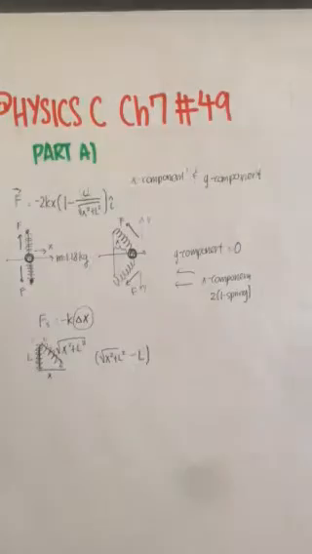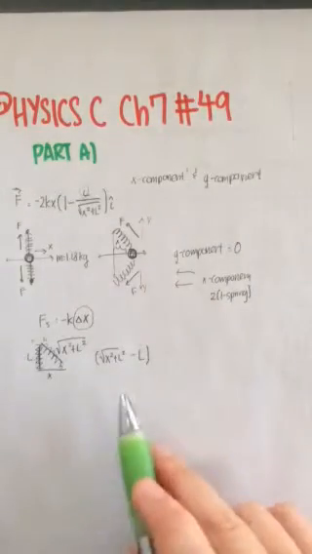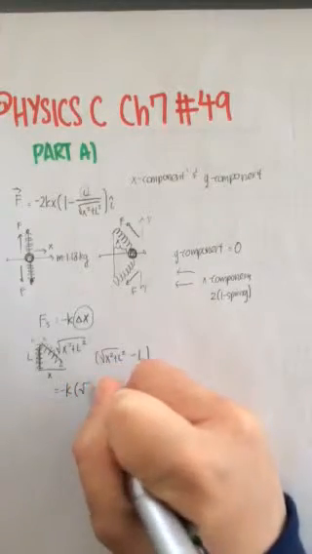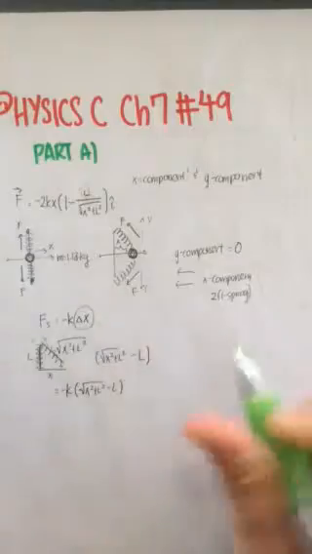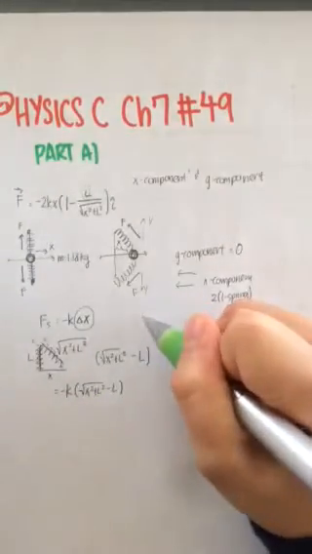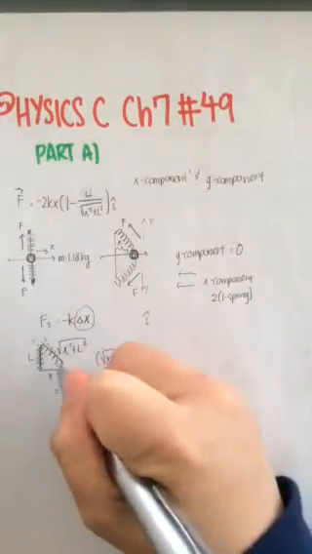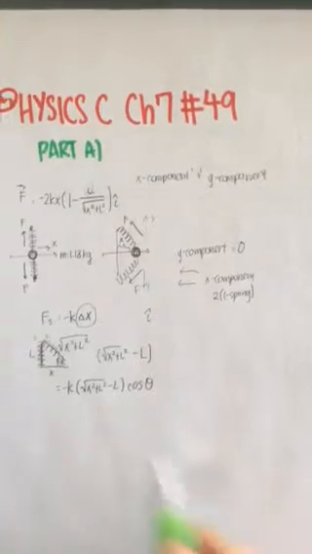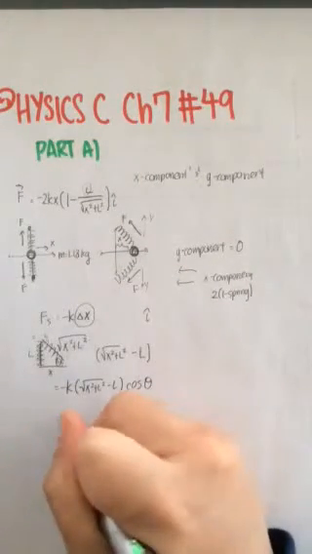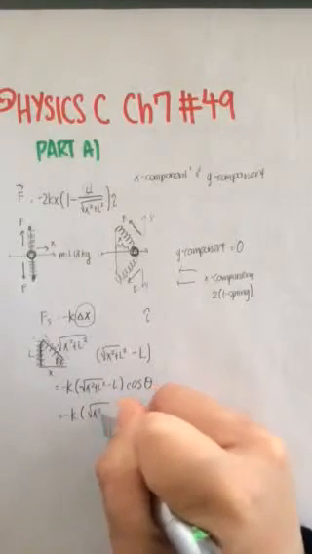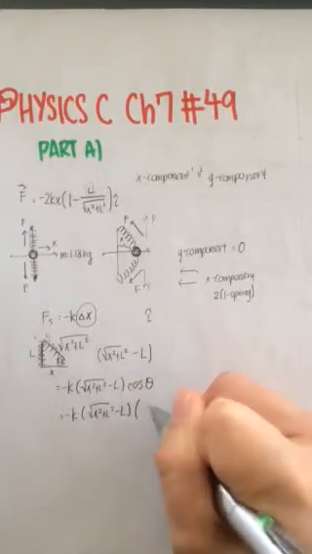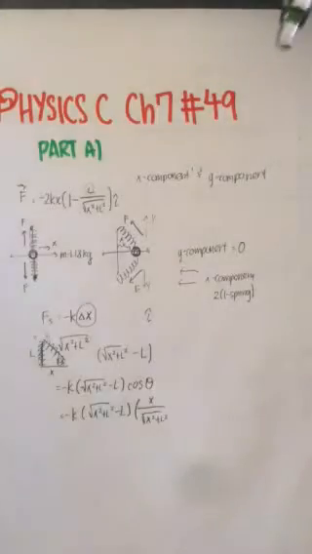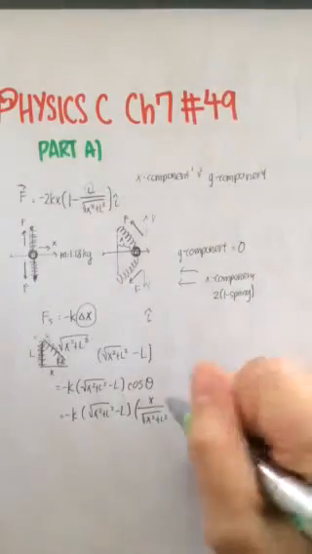Now we're going to try to find it in the x direction, because that would be the total. The total would be negative k times the square root of x squared plus L squared minus L. We're trying to find it in the x direction, therefore in the i component. So we're going to assign this theta and say it's cosine theta. Cosine theta is simply adjacent over hypotenuse. So it would equal negative k times the square root of x squared plus L squared minus L, times x over the square root of x squared plus L squared. That should be simple enough, right?